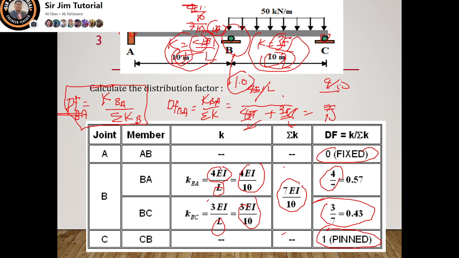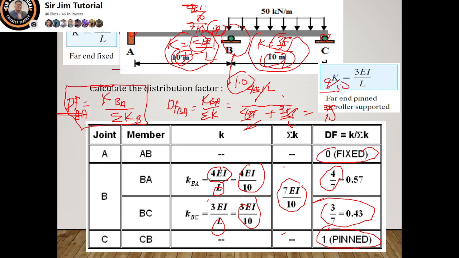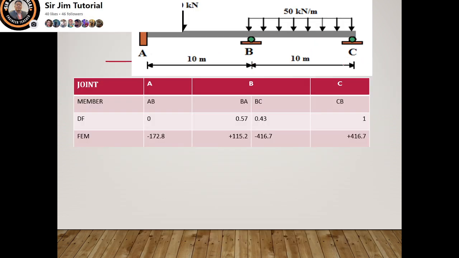Now, once you have your distribution factor, this is what you have to remember. At far end, when it is fixed, this is 4. When it is pinned or roller, this is 3. Okay, so you write the joint. This is for joint A, joint B, and then joint C. And then your member AB going here, and then BA going here. Also your BC, and then CB.